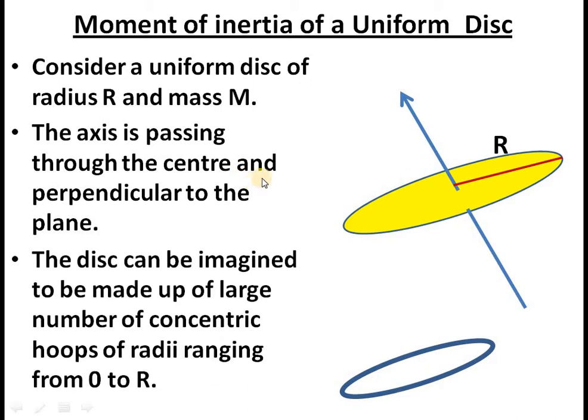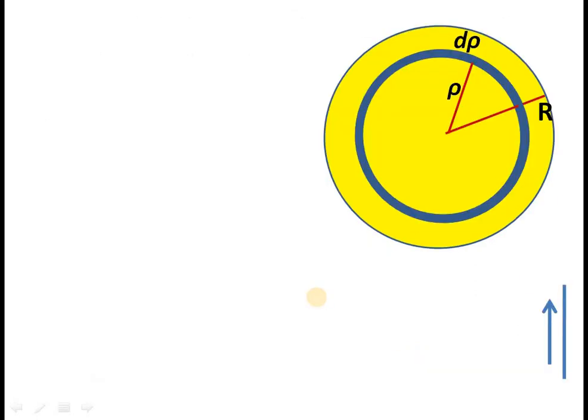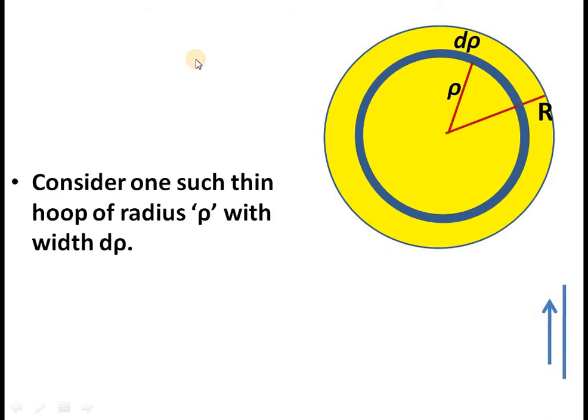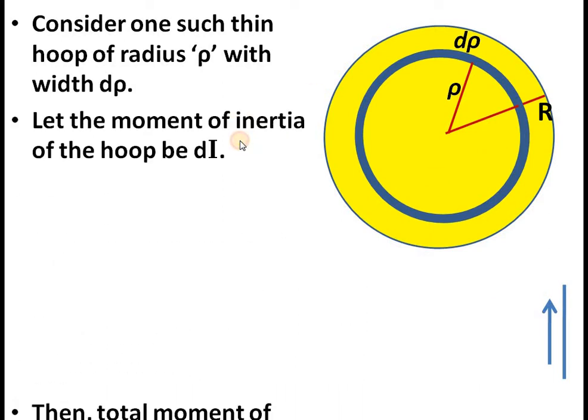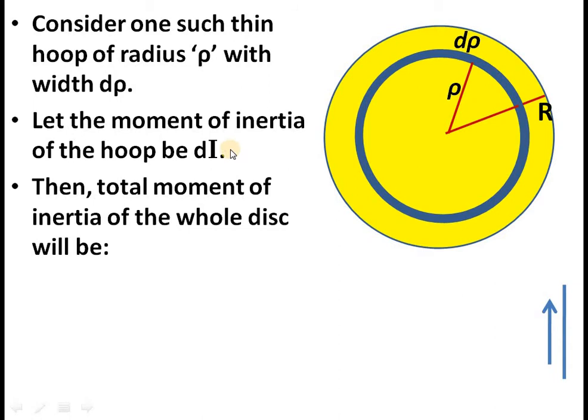We have already done this. We imagine the disk is made up of a large number of concentric hoops of radii ranging from 0 to R. So these are all the assumptions we made, and now consider a thin hoop of some width d rho, at a distance rho. Keep in mind that our maximum radius is capital R. So we consider a thin ring, a hoop. The moment of inertia of that hoop can be imagined to be dI.